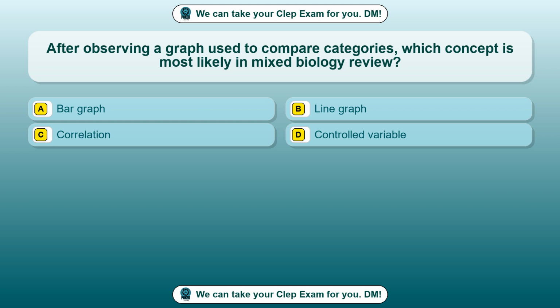Question 91. After observing a graph used to compare categories, which concept is most likely in mixed biology review? Option A, bar graph. Option B, line graph. Option C, correlation.